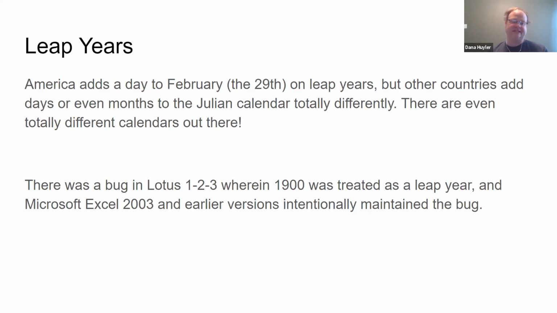There was a bug in Lotus 123, which, if you don't know what Lotus 123 is, was the first well-used spreadsheet application back in the business world in the 70s and 80s. Well, they had a bug where they treated 1900 as a leap year, but technically it wasn't. And Microsoft Excel 2003 and earlier versions kept that bug so that Lotus 123 support worked as expected. And yes, that's just weird. But welcome to edge cases and how they can provide you with problems that can be solved sometimes in some pretty interesting ways.